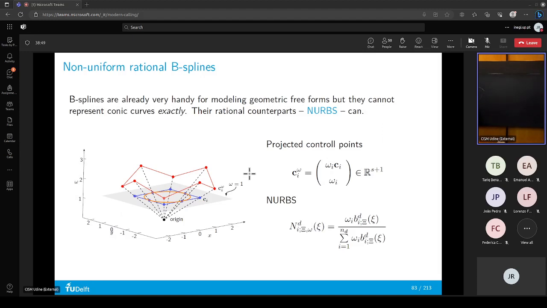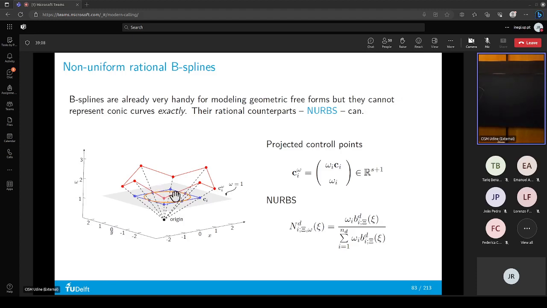And there is a nice mathematical interpretation of what NURBS do. NURBS are kind of a one-dimension higher B-spline. So let's assume here we have the origin. This will be our NURBS, so a perfect circle.